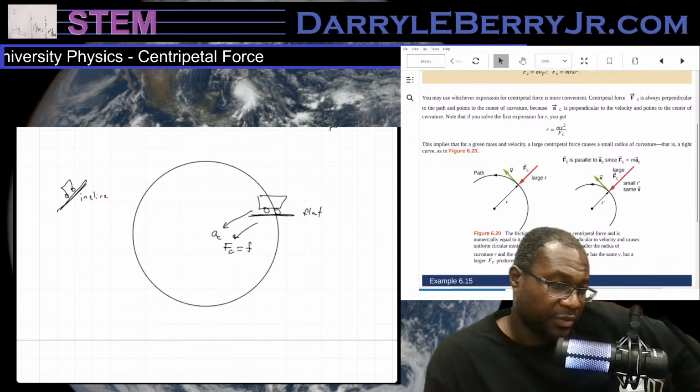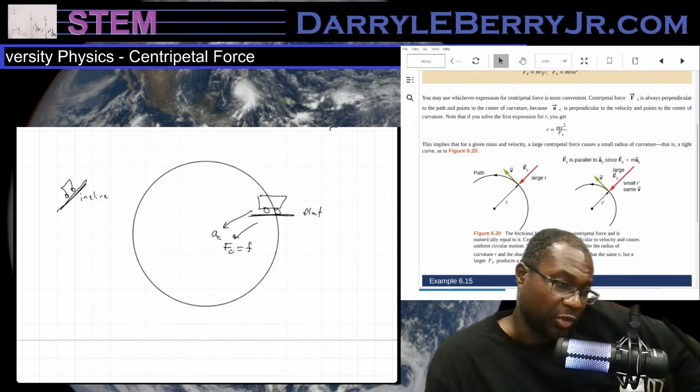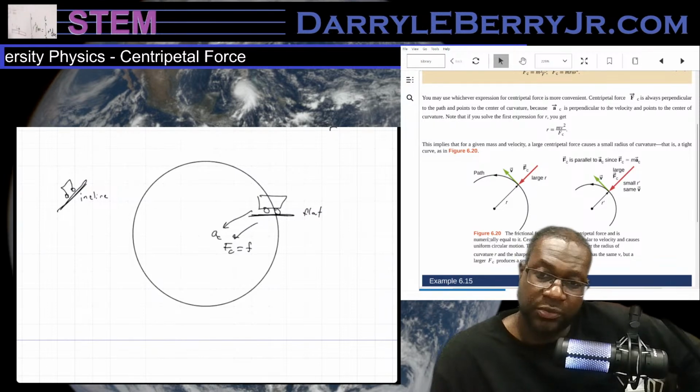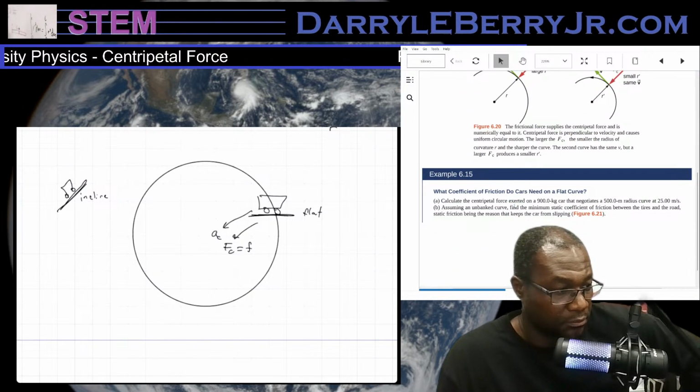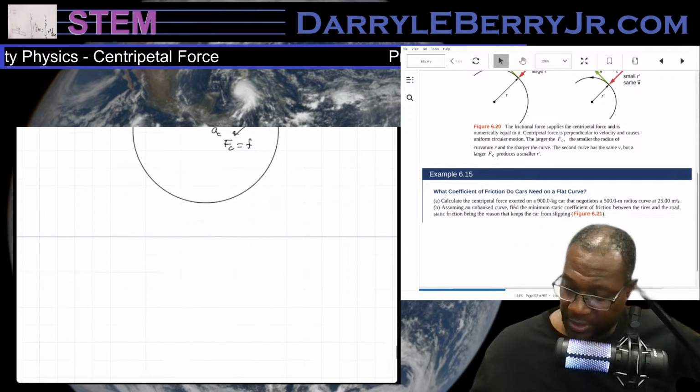In other words, a car can go a certain speed, but if you turn the wheel just a little bit, it'll make a big circle. Turn the wheel a lot, it'll make a small circle. All right, so now we get into the meat of it.